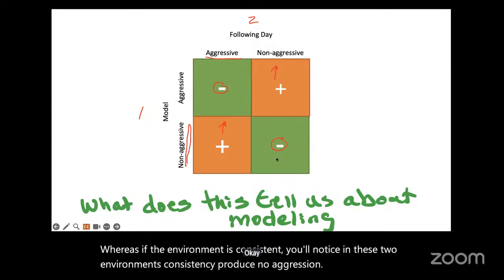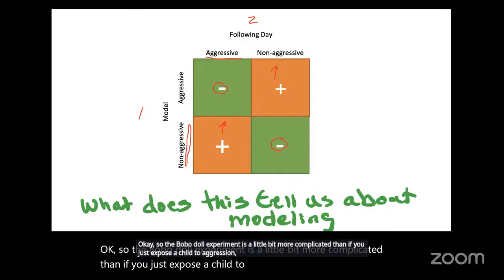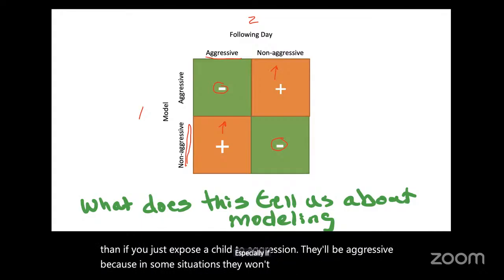So the Bobo doll experiment is a little bit more complicated than if you just expose a child to aggression, they'll be aggressive. Because in some situations they won't, especially if that aggressiveness continues versus that.